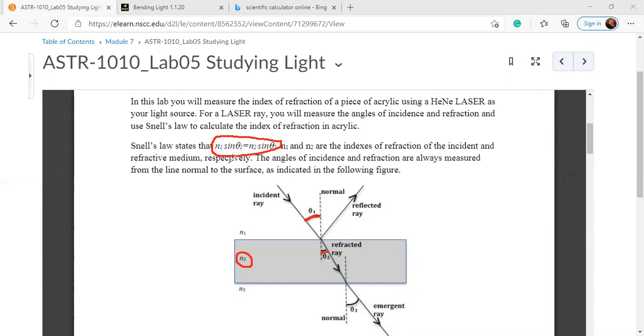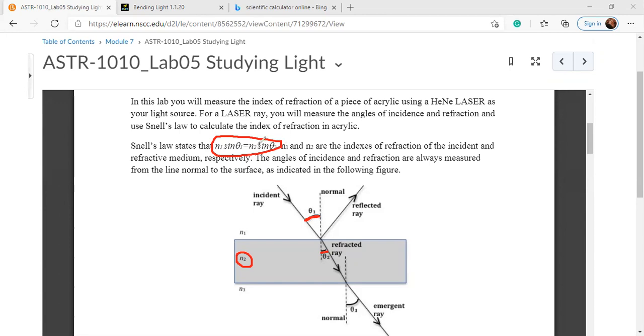Snell found the law, the relationship between the refractive indices of the medium and the angle of incidence, theta 1, and the angle of refraction, theta 2. He put it in this format, which is n1 sine theta 1 equals n2 sine theta 2. So this is the law. If you don't know, it is easier to measure the angles. You just need a protractor to measure the angles. This is the simple variable.